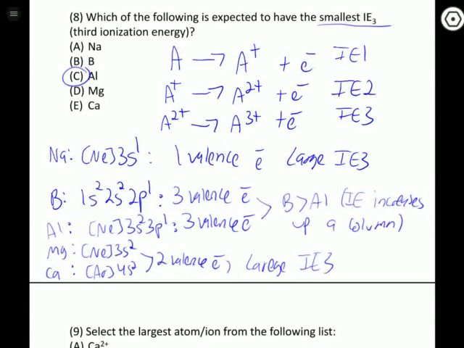All right, so that sort of brought in 2 concepts. You need to know the periodic trends for ionization energy as well as how the number of valence electrons affects things as well. Okay, questions on that? All right.